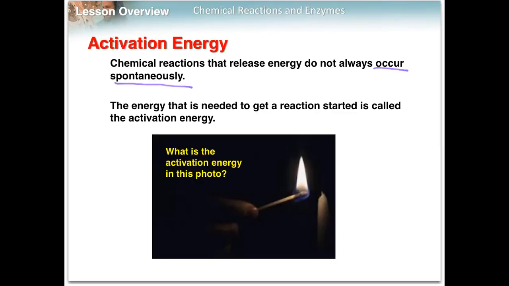And so that energy that you have to supply in order to get the candle to burn is called the activation energy. And so when we look at this photo, you know that this candle will not begin to burn unless you supply this activation energy to the process to begin with.